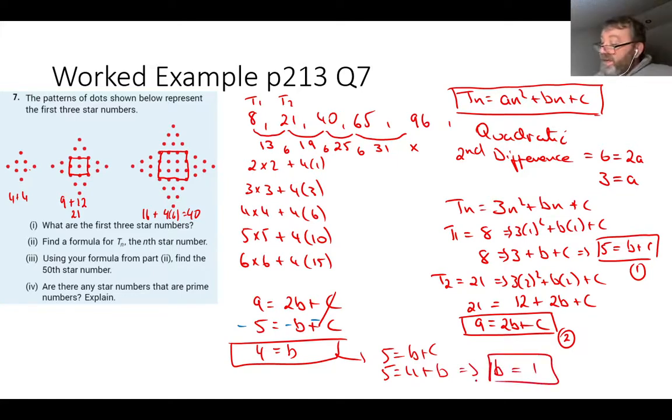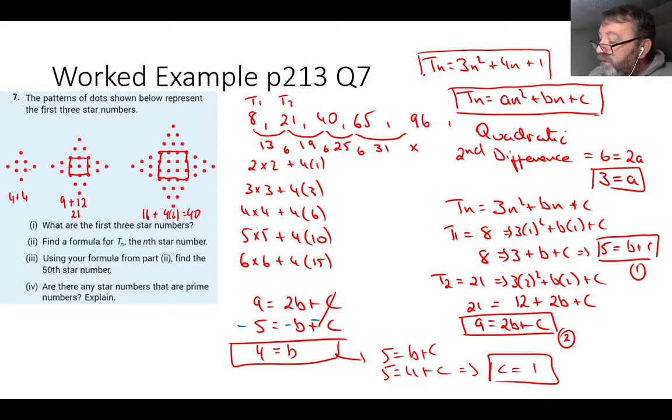So now I've got my a, there it is. I've got my b there, and I've got my c. I should say that's c, isn't it? Yeah, that shouldn't be b. That should be c. So c equals 1. So now, what can I do? Now I can go back and write out my T of n formula fully. T of n equals an squared, so that's 3n squared, plus bn, so that's plus 4 times n, plus c, which is plus 1. And that is the T of n formula with the values of a, b, and c discovered.